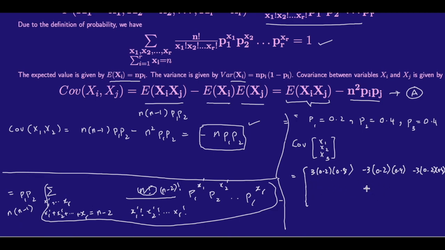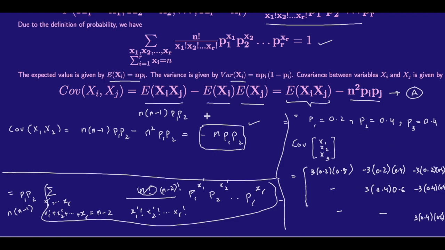And because this is symmetric, I don't need to do these ones. So this is 3 times 0.4 times 0.6, and this is negative 3 times 0.4 times 0.4. And this is again 3 times 0.4 times 0.6. Then this is equal to this, and this is equal to this, because this is a covariance matrix, it has to be symmetric. So we only need to calculate the upper triangle or the lower triangle with the diagonal. This is the way we calculate the covariance matrix of a multinomial distribution.